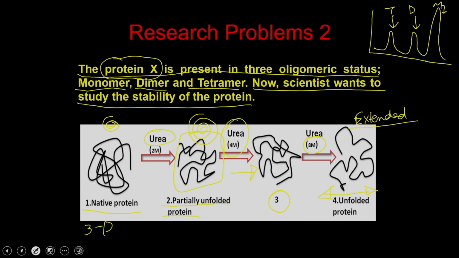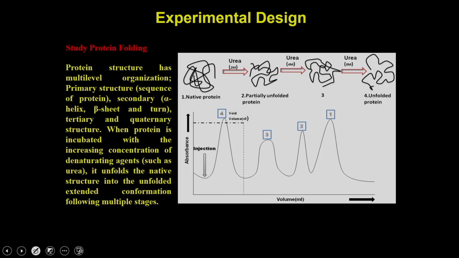So, in the experimental design, if you are having all these conformations and you analyze them on the gel filtration column, this is the largest size, this is the middle size, this is even smaller than this, and this is the smallest among them. If you follow this, you will see that the completely unfolded protein is going to elute in the void volume, whereas the other 3 conformations, like 3, 2 and 1, so 1 is going to elute as per its native conformation.